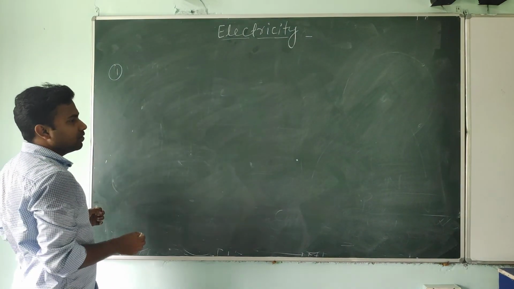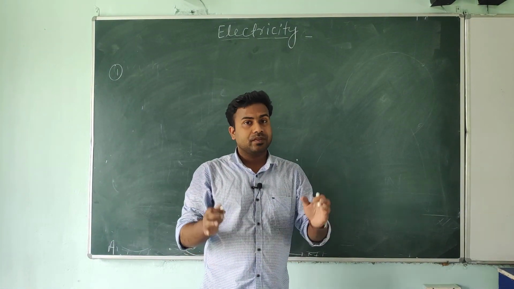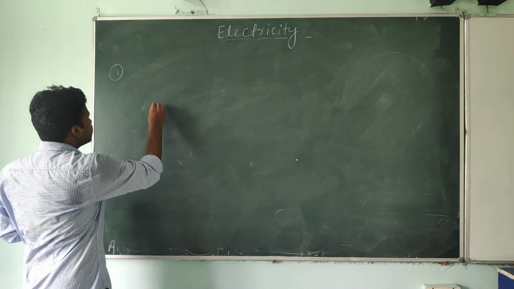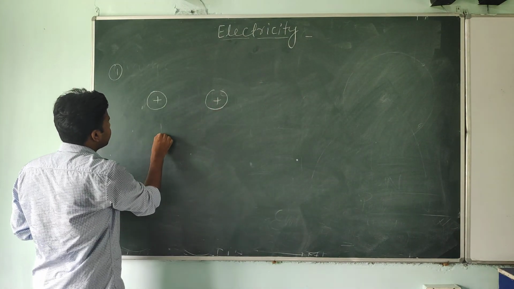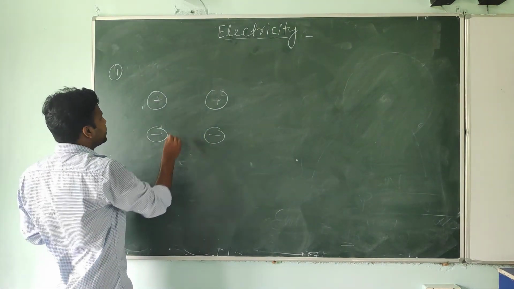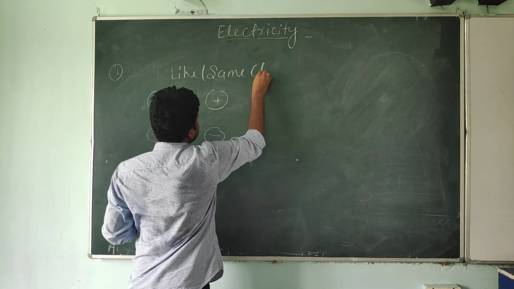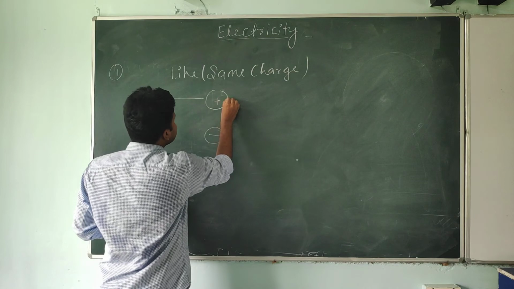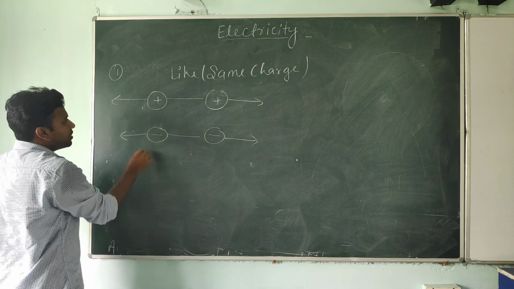Okay student, the first property is: write down, like charges repel each other and unlike charges attract each other. What is the meaning of this? Look at this. Like charge means if we have two positive charges or two negative charges, so this is a like charge, same charge. Now what will happen? They will repel each other. These two negative charges will also repel each other.